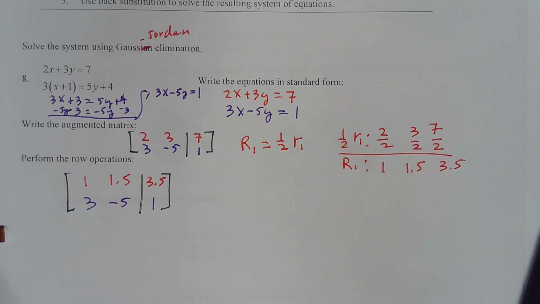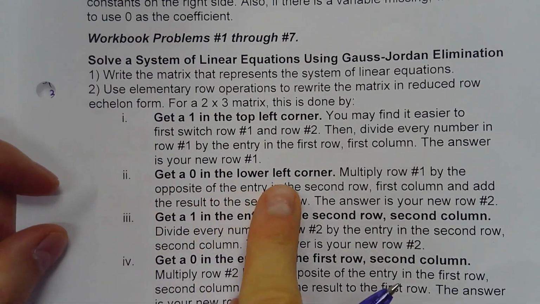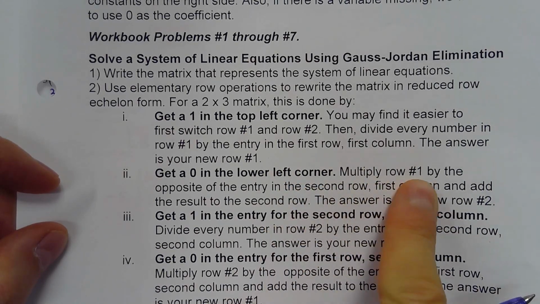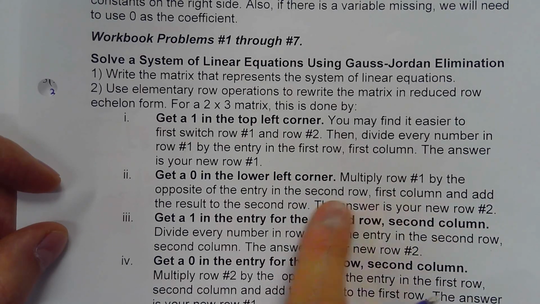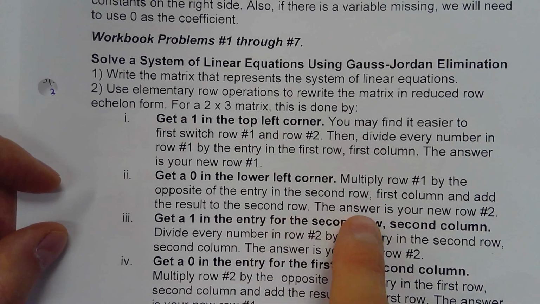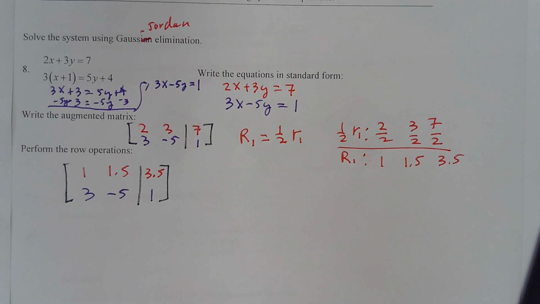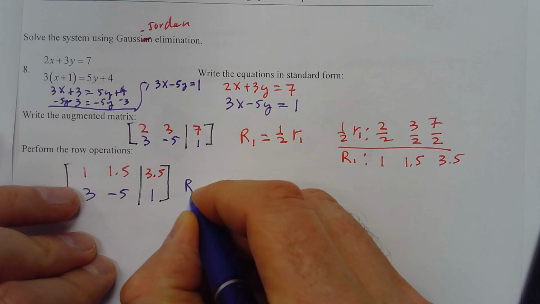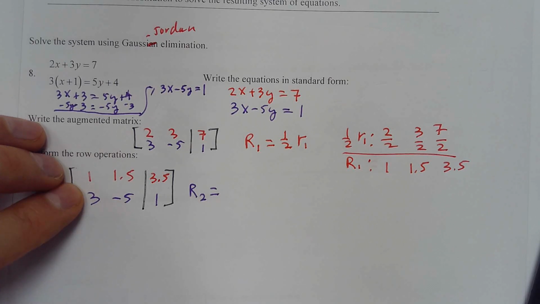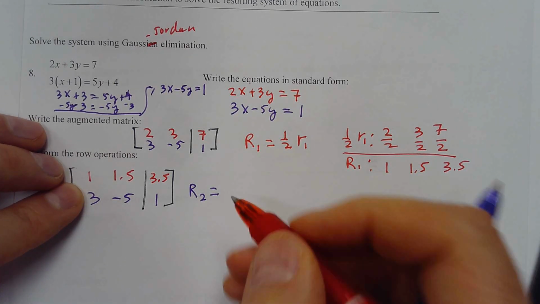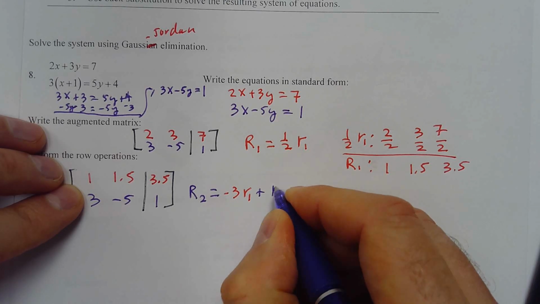So let's go to step 2 of our procedure. Get a 0 in the lower left corner. So we're going to multiply row number 1 by the opposite of the entry in the second row's first column and add the result to the second row. The answer is going to be our new row number 2. So now I'm taking row 2 and I'm looking at the opposite. This is 3, so the opposite is -3. So I'm going to take -3 times row 1, and I'm going to add row 2.